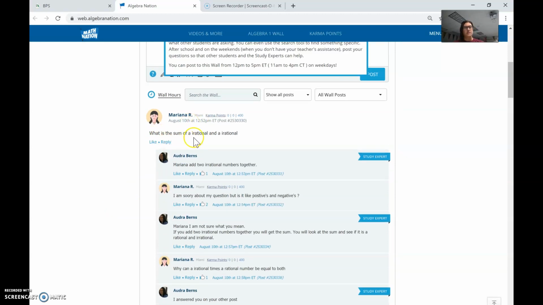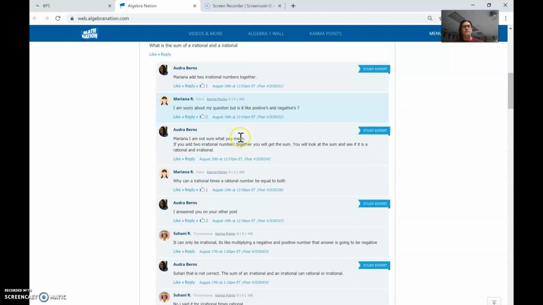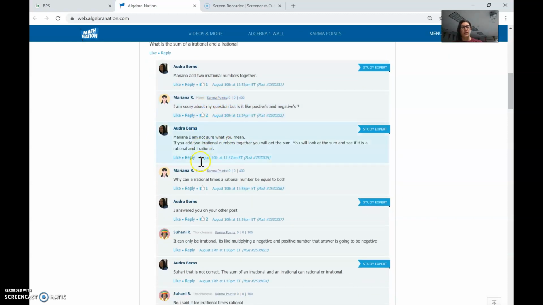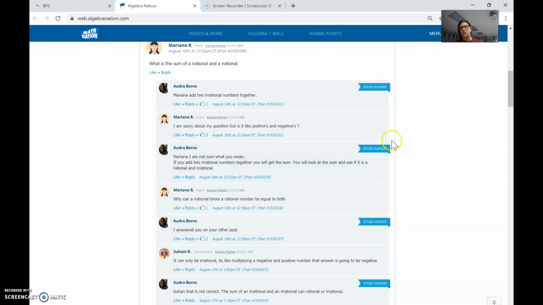So somebody posted the question, what is the sum of an irrational and an irrational? So if you're thinking about adding two irrational numbers, look at all of these different responses. Notice if it says study expert, that is a teacher helping answer the question. If it's not a study expert, that's a student either typing in another question or another student can answer.